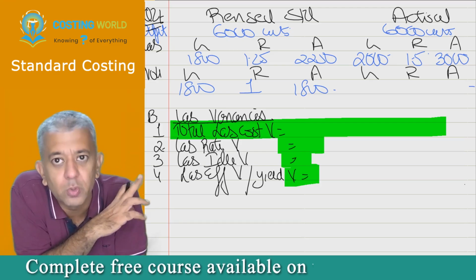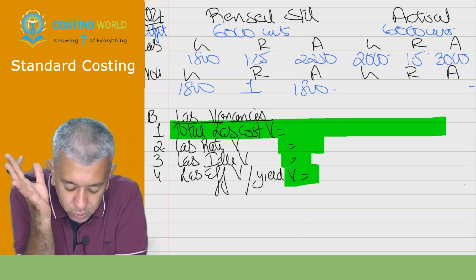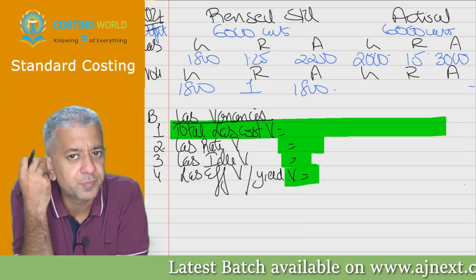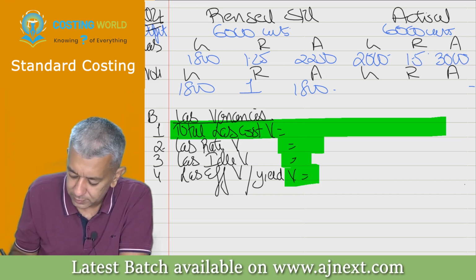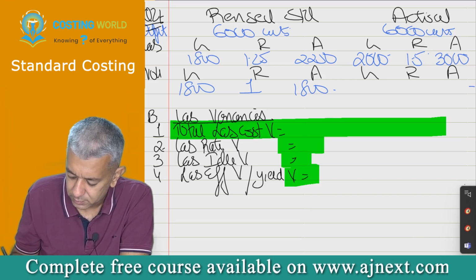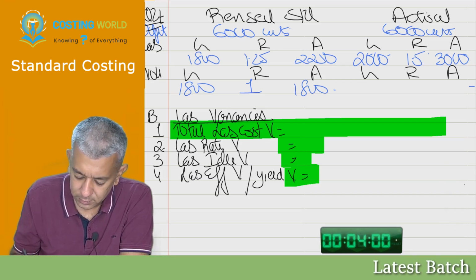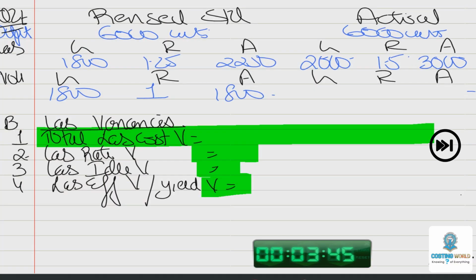Go back to your chart 2. You have all written down all the formulas for labor. In case you don't remember, as per me that situation should not come. But finish off your four variances. Finish it off. I think you all should have finished by now.